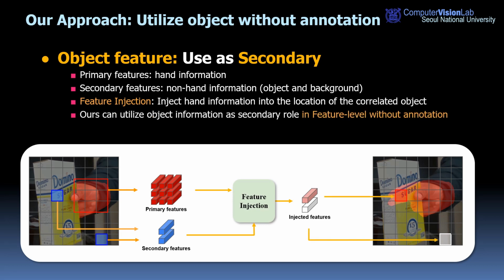We find the potential ability of the secondary feature and utilize it to obtain a richer representation for 3D hand mesh estimation. As we put the primary feature into the location of the secondary feature, and the secondary feature is not used again, we name the process feature injection.